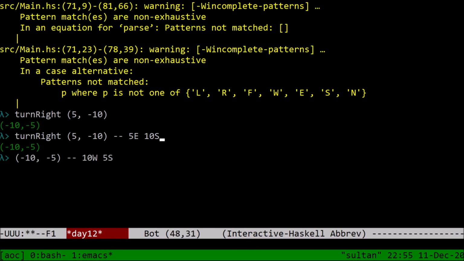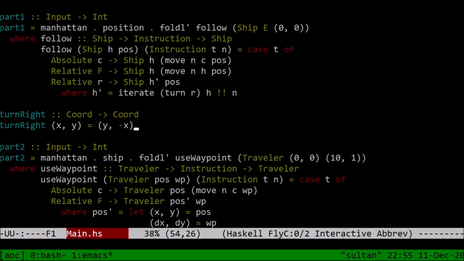Let's replace one of them with zero so it's easier for me to visualize. And no, because then you can't. Okay. So if you're going 10 south, this looks right actually. If you're going mostly south but a little east and you turned right, you'd be going mostly west and a little south. That seems fine. So I don't think turn right is the problem.